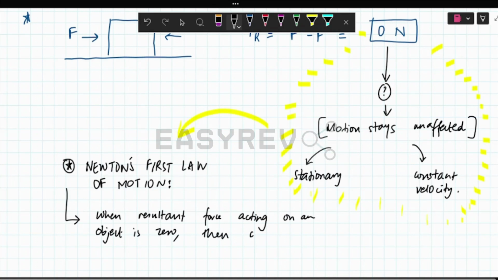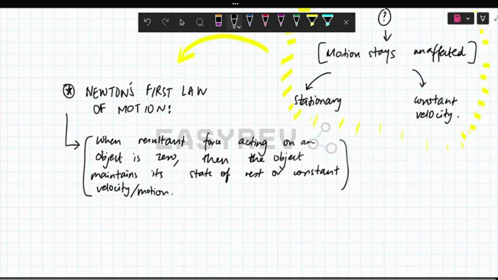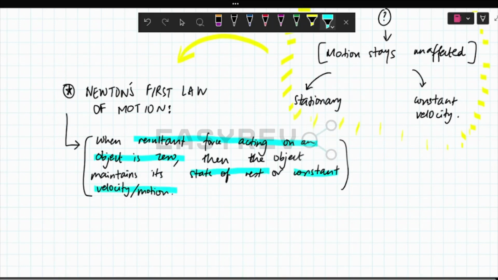then the object maintains its state of rest or constant velocity, or you could say motion as well. So I repeat, what Newton's first law of motion claims is that when the resultant force acting on an object is 0, then the object maintains its state of rest, meaning it stays stationary, or continues to move with constant velocity. Now this is quite important in the laws of motion that we'll study later on as well.